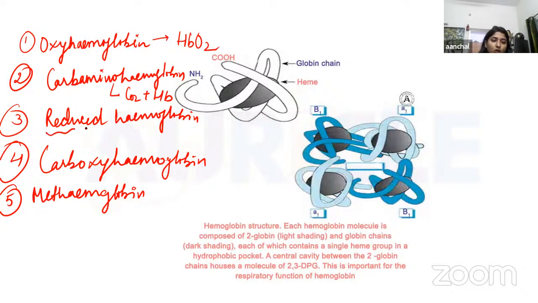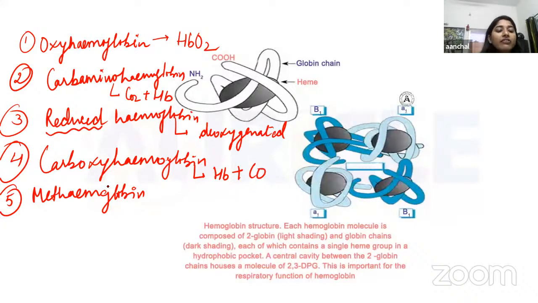Now, the third form we have is reduced hemoglobin, in which hemoglobin from which oxygen has been removed. That is why it is known as reduced. This is the type of hemoglobin from which oxygen has been removed, and that's why it is known as reduced hemoglobin, or it is also known as deoxygenated hemoglobin, right? Now, the fourth form we have is carboxyhemoglobin, in which the hemoglobin gets combined with carbon monoxide, right?